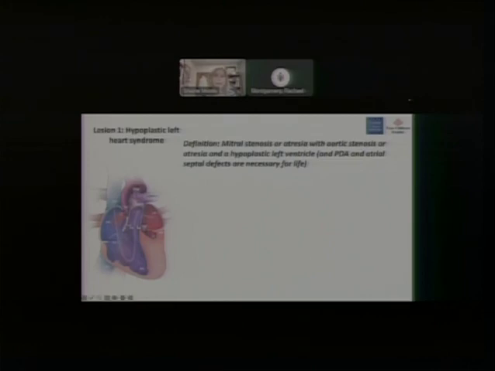I will say for a child to survive birth with this, they must have a patent ductus arteriosus and they must have an atrial septal defect to allow blood flow to both escape the left side, the atrial septal defect, and the PDA is how blood gets to the brain and to the body.